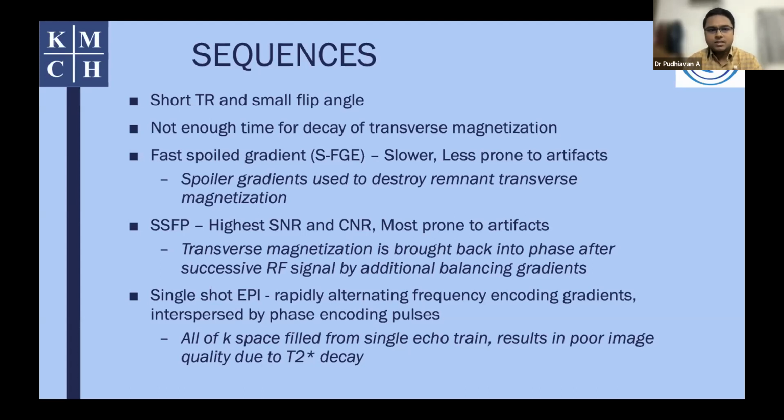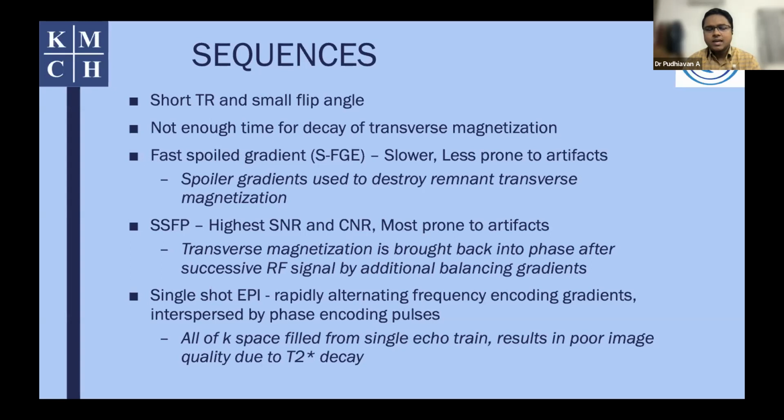Coming to the next sequence that is used for dynamic perfusion, it is the steady state free precession, or the SSFP sequence. So here the transverse magnetization is brought back into phase after successive RF signals. We give additional balancing gradients and bring the transverse magnetization back into phase so that it provides a better signal to noise ratio and contrast to noise ratio. However, the flip angle that is used in an SSFP sequence is a bit higher, and hence the imaging time as well as the artifact occurrence is much higher with the SSFP sequence.